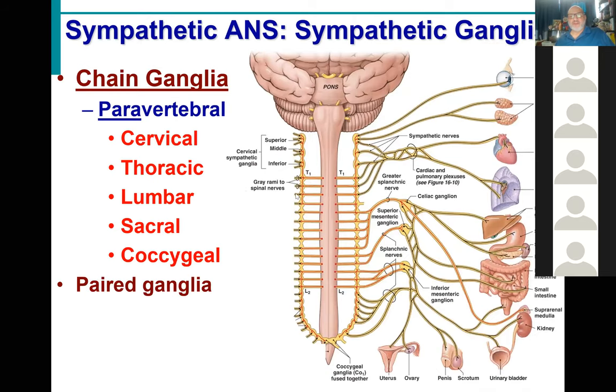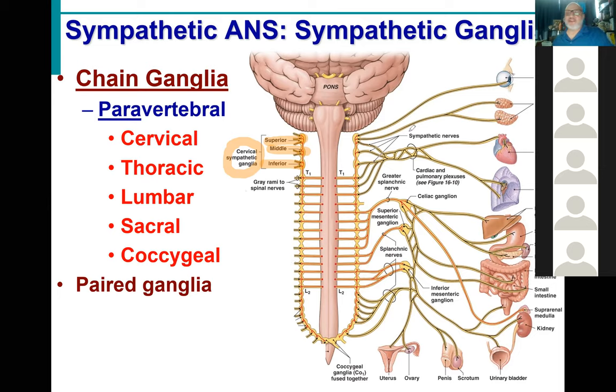Here's another nice, pretty picture that shows this. And notice this one does do a nice job of showing us this pairedness. So we have two rows of these side by side. Notice also, as we're looking at this up here, we can see that there are three cervical chain ganglia. They are the superior, which is the top one, the middle, and the inferior.